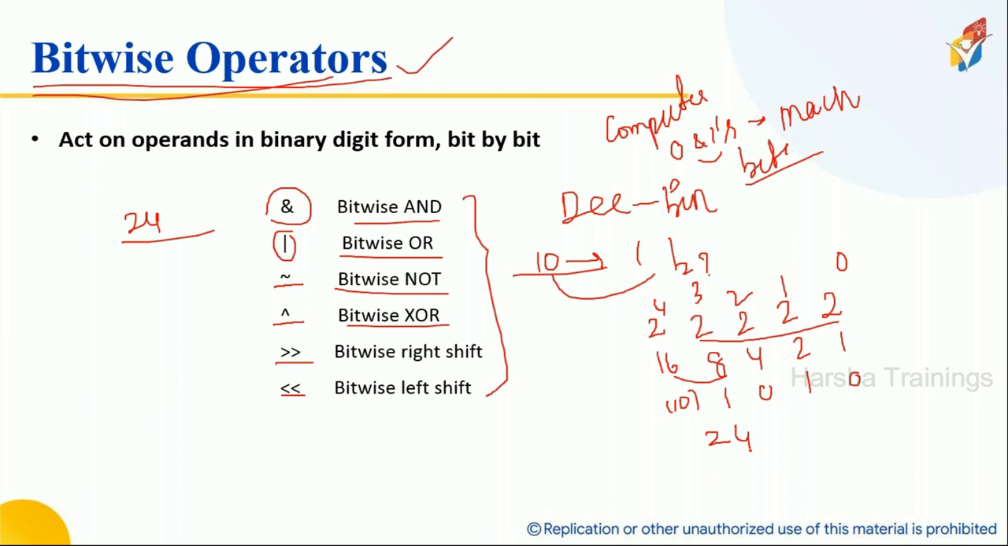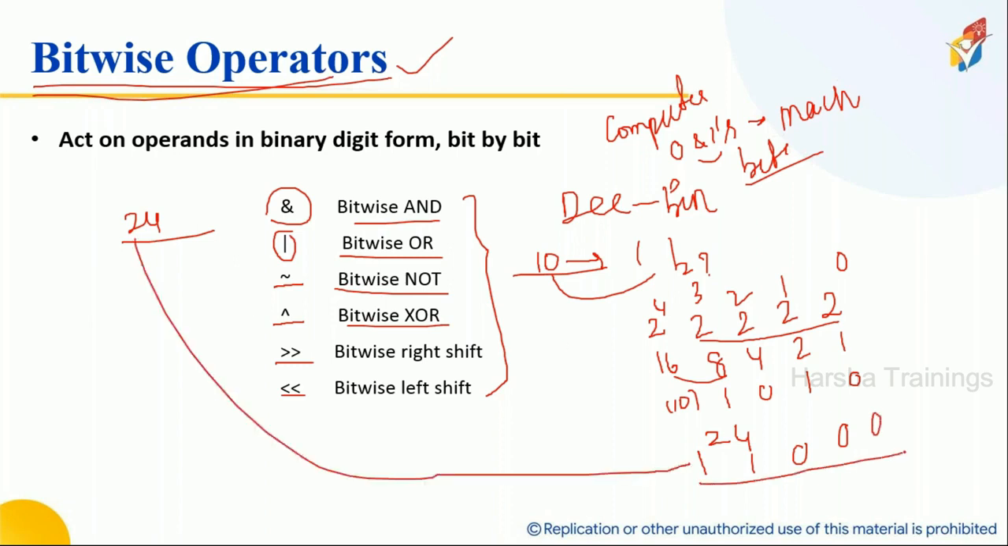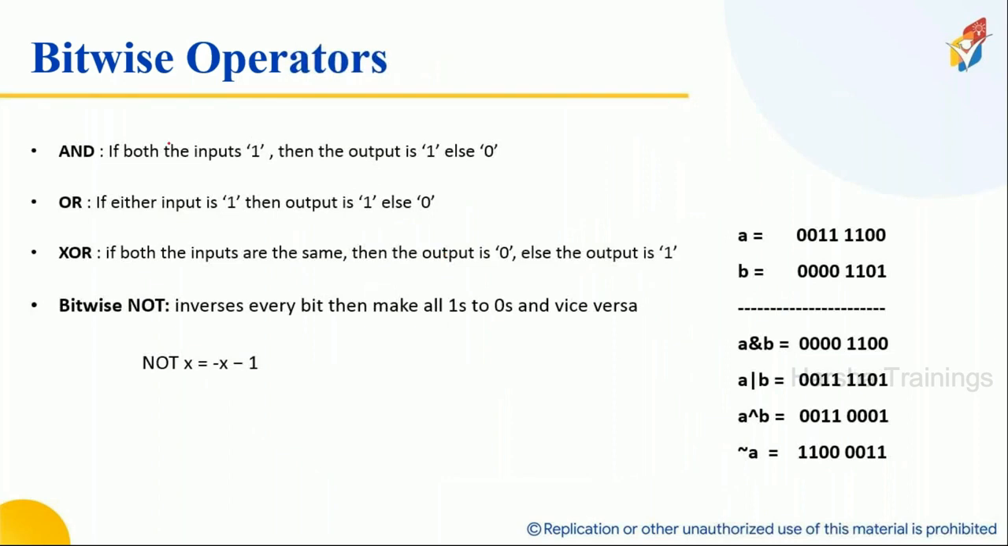16 plus 8, is it 24 or not? Yes, sir. So what I will do is 11000. This is 24. Now 24 in decimal can be represented as binary like this. Now with this basics, shall I start executing what is bitwise AND and what is bitwise OR? Now let us do some applications.